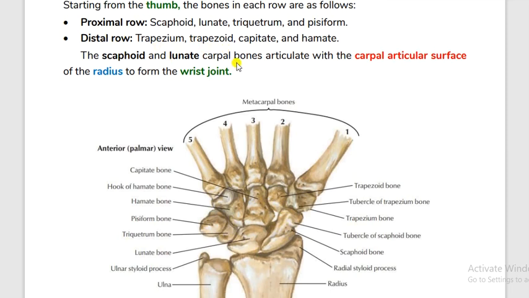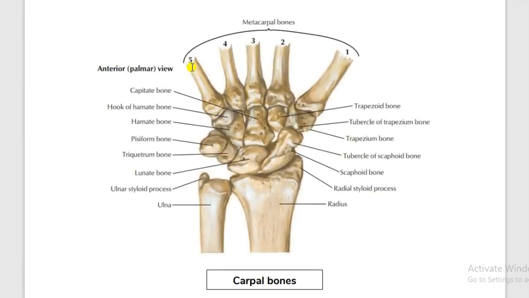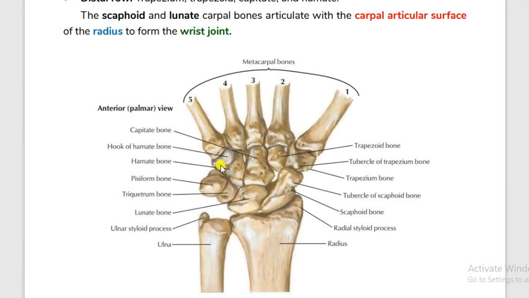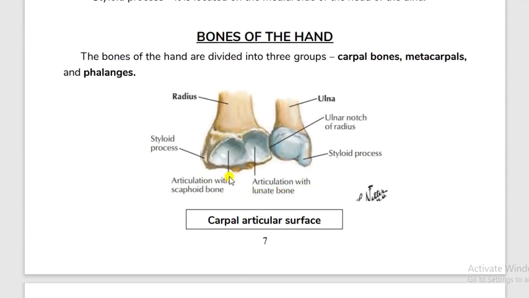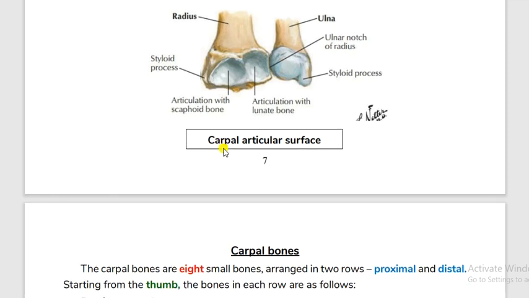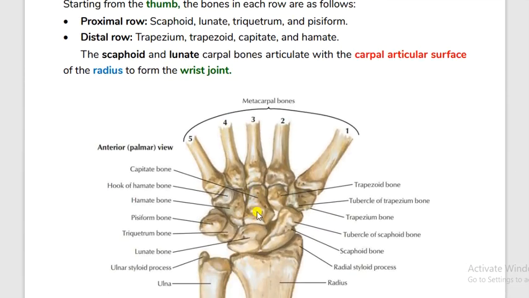Now, the scaphoid and the lunate carpal bones articulate with the carpal articular surface of the radius to form the wrist joint. So this is the wrist joint here. We can see the scaphoid and the lunate articulating with the radius here, the carpal articular surface of the radius. This is the carpal articular surface. We can see the articulation with the scaphoid bone and the lunate bone. So these are the two carpal bones that articulate with the radius to form the wrist joint.